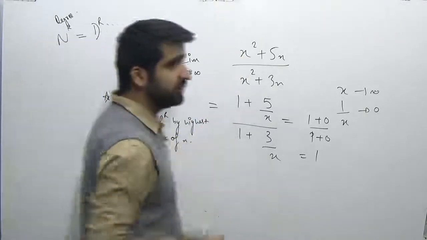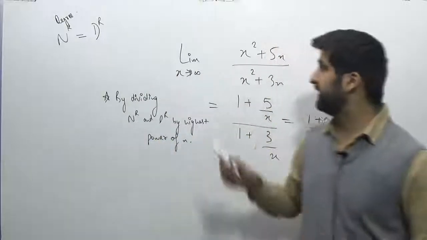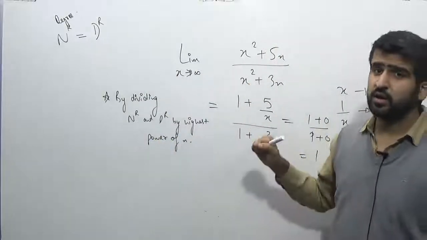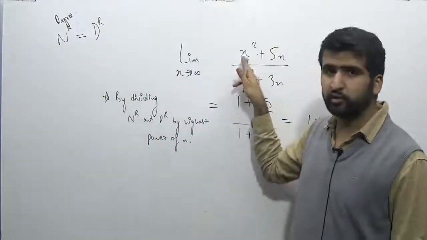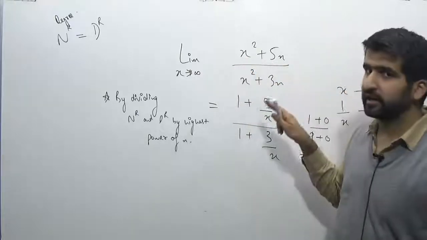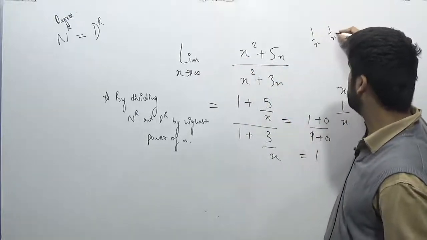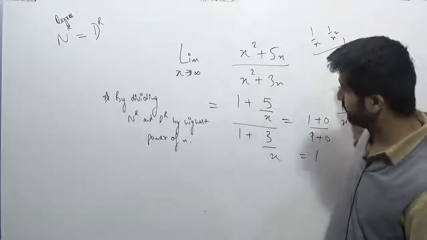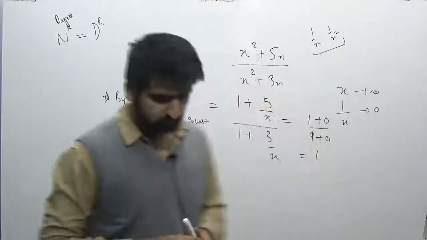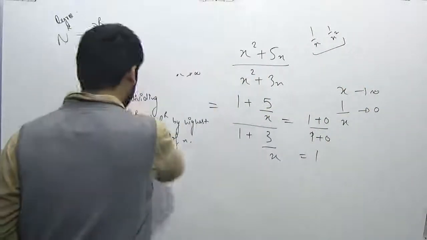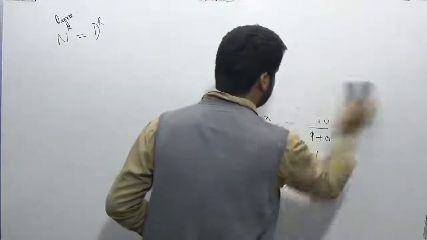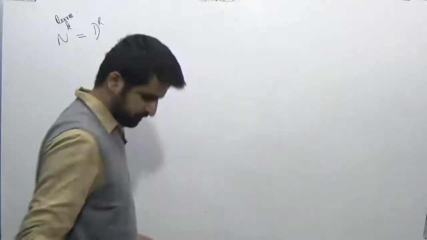So I divided the numerator and denominator by the highest power of x, which in this case is x square. If I divide this by x square, this will come out to be 1 and this will be 5 upon x. Well, we know that all the terms like 1 upon x square will tend to 0 as x approaches infinity. So let's do one more problem so that this concept will become clear.